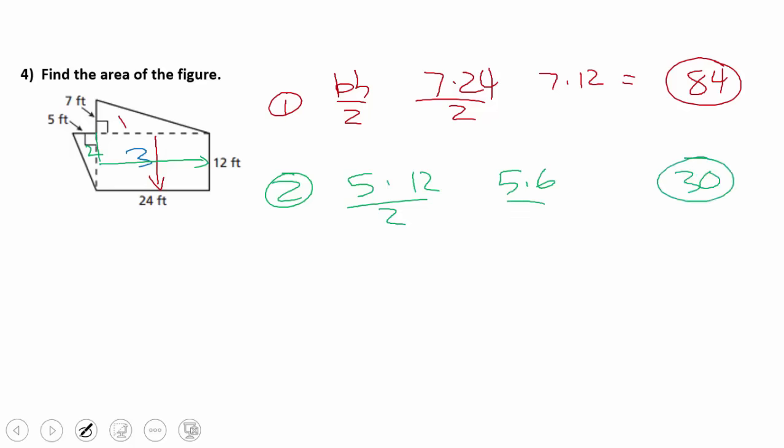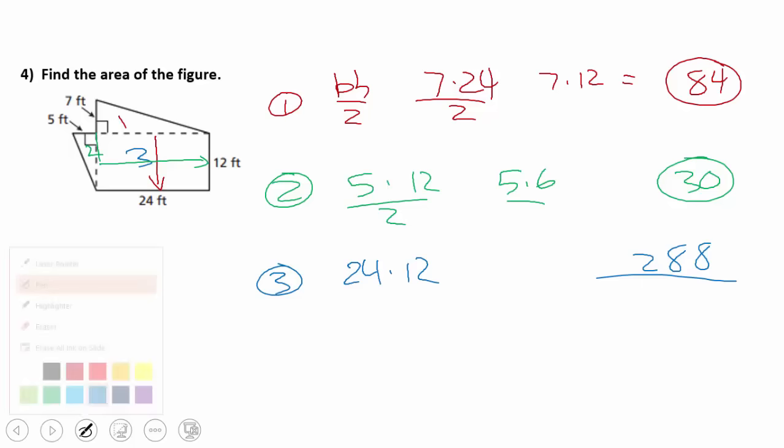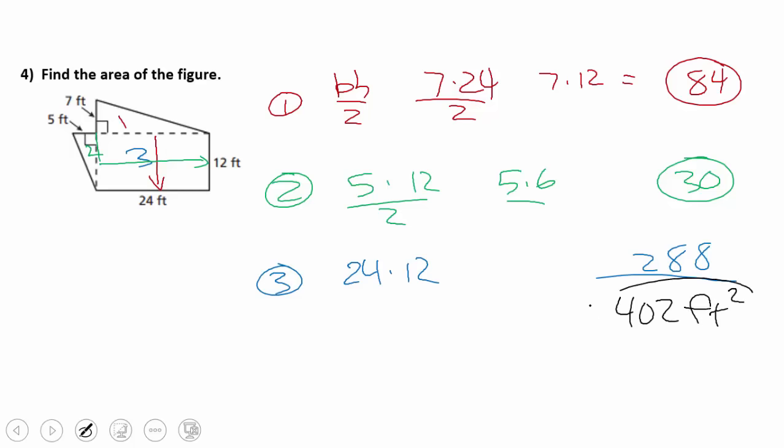All right. And then we have the last one, which is just a basic rectangle. So I have 24 times 12, and 24 times 12 is 288. Add all those together to give me the total area of 402, and we have feet, and of course it's squared because we're talking area. Moving right along.